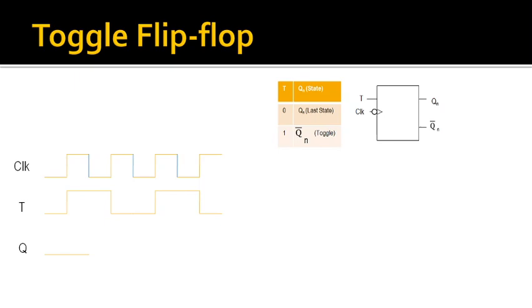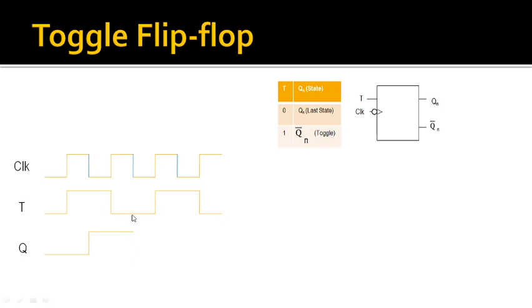At the negative edge of this clock pulse, you can see that the value of toggle at this negative edge is high. So for a high value at the input terminal, this flip-flop will toggle. Therefore, we will get a toggling in the Q pulse like this. Earlier it was 0 and it has toggled to 1, and this state will be retained by it until the next negative edge.